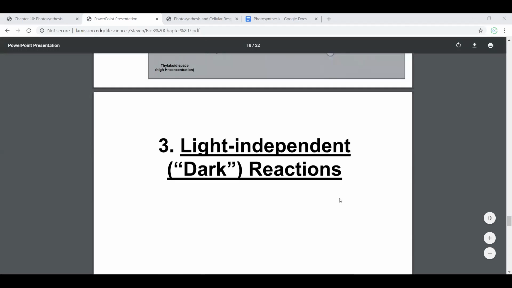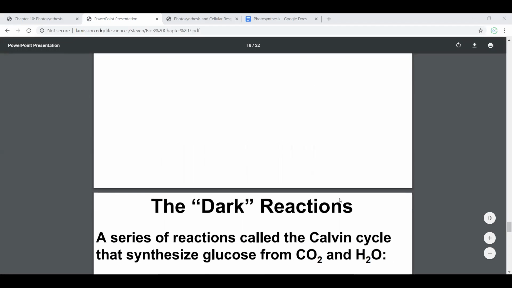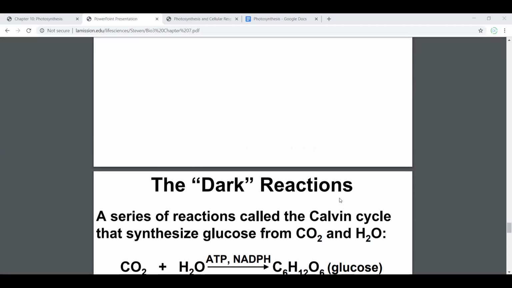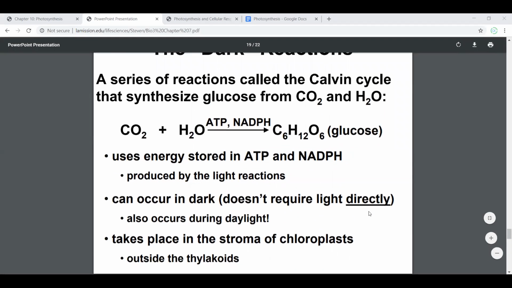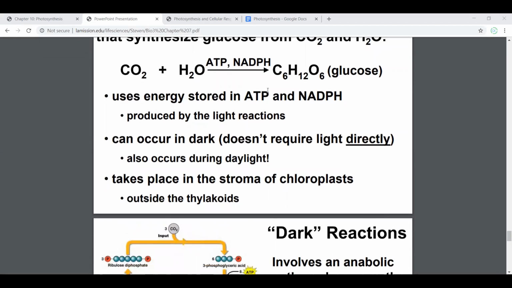Okay, so let's get to the dark reactions. The dark reactions, remember, are not dependent on sunlight. They don't really involve sunlight. This is where CO2 is converted into glucose, and it uses the energy that it got from the ATP and NADPH from the light reactions. It can occur in the dark, and it takes place in the stroma, which is kind of like the cytoplasm of the inner part of the chloroplast.